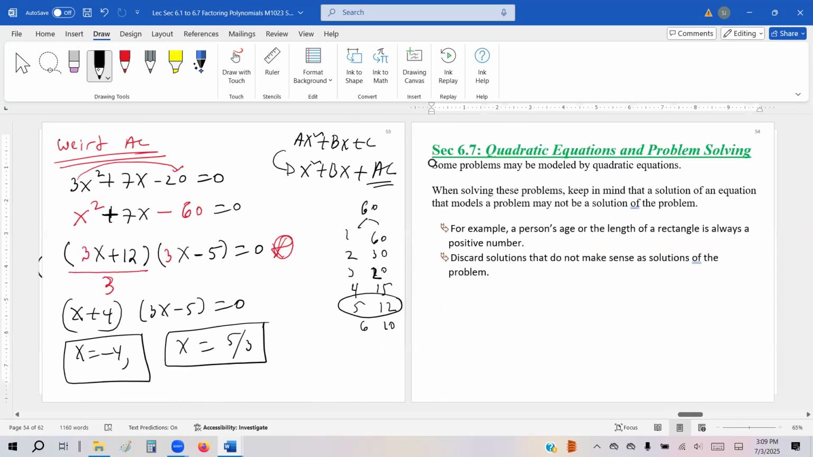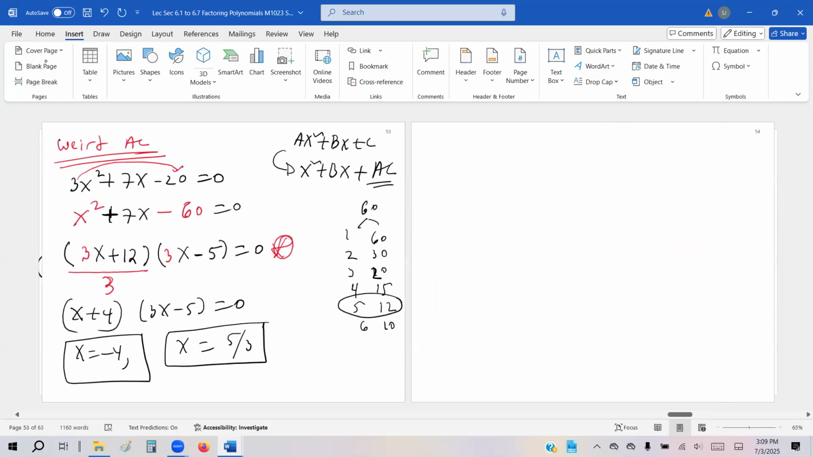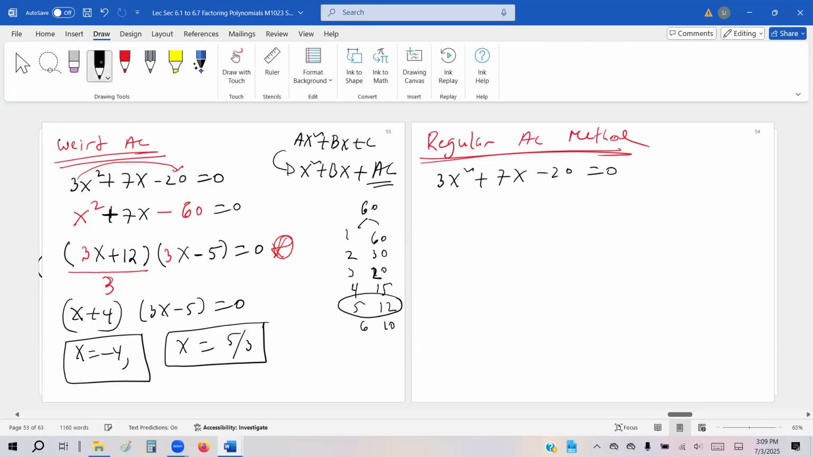Now let me refresh your memory on the normal AC method. The normal AC method is not bad. It's just a little bit longer. Regular AC method. 3x squared plus 7x minus 20 equals 0. We rewrite our second term using AC. AC is 3 times negative 20. That gives us negative 60.